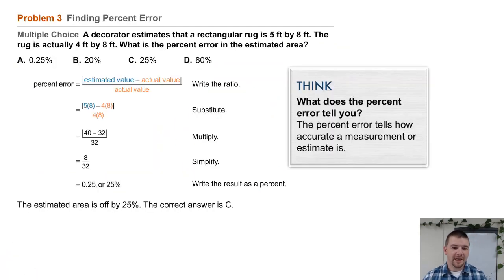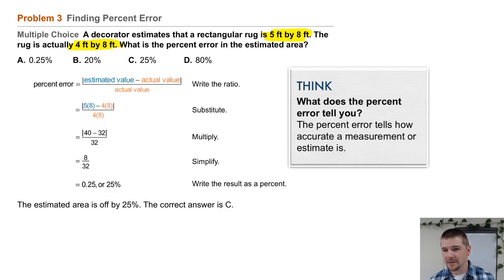Problem 3, finding percent error. It's a multiple choice question, so we have options A through D. A decorator estimates that a rectangular rug is 5 feet by 8 feet. So an estimate of 5 feet by 8 feet for this rectangular rug. The rug is actually 4 feet by 8 feet. What is the percent error in the estimated area?